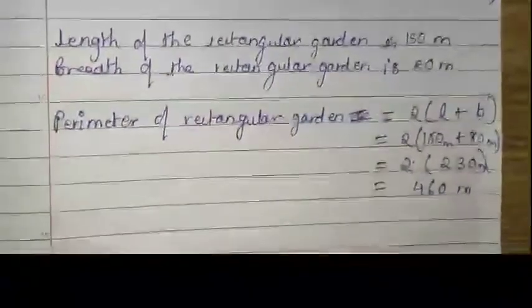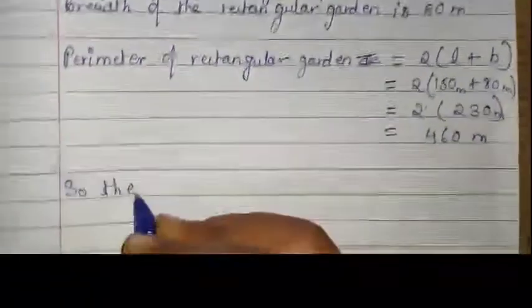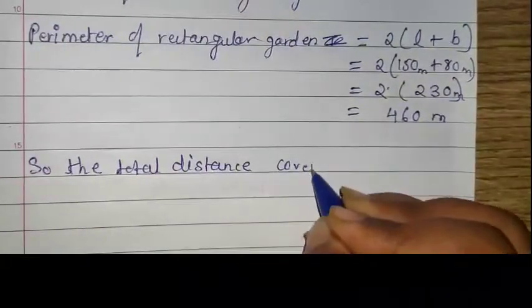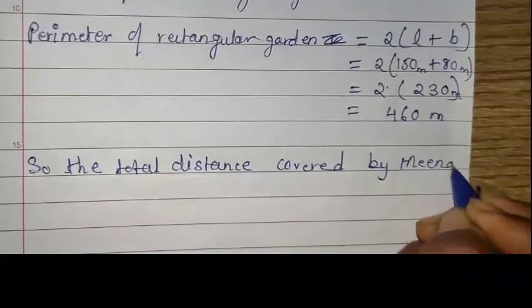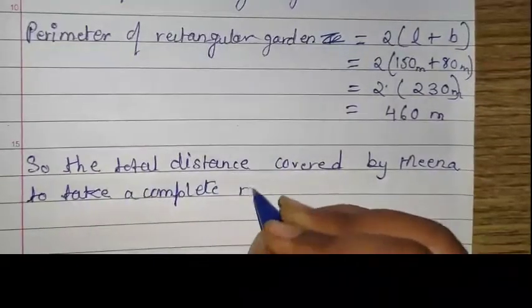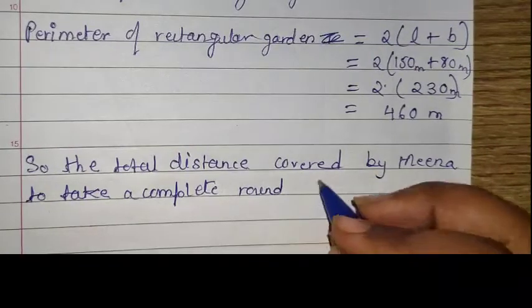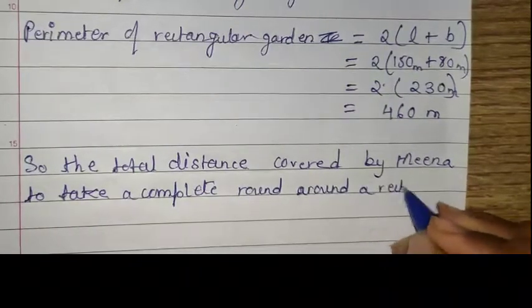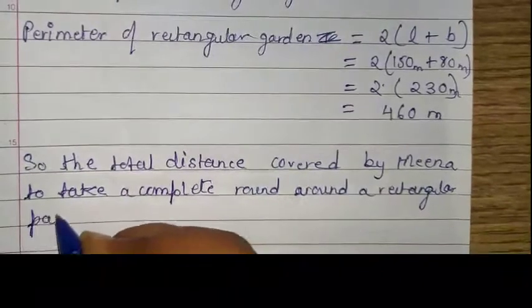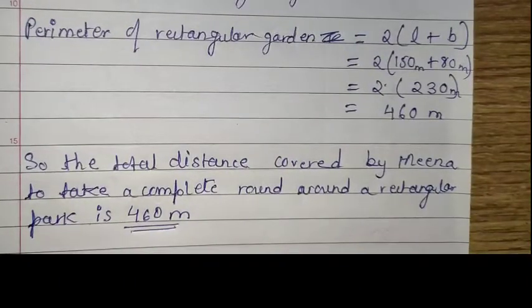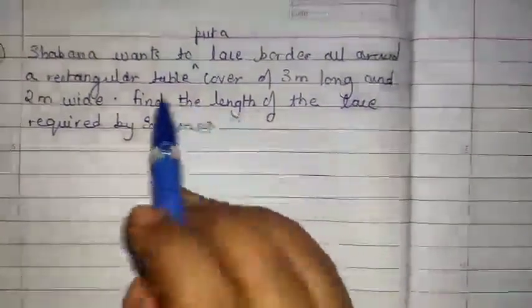So let's write the final statement. So the total distance covered by Mira to take a complete round around the rectangular park is 460 meters. Remember to put the unit. So now let's solve the third problem. Let's read the third application.